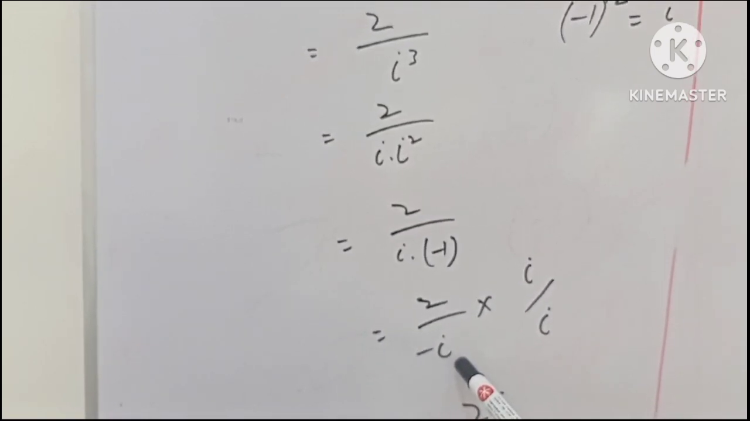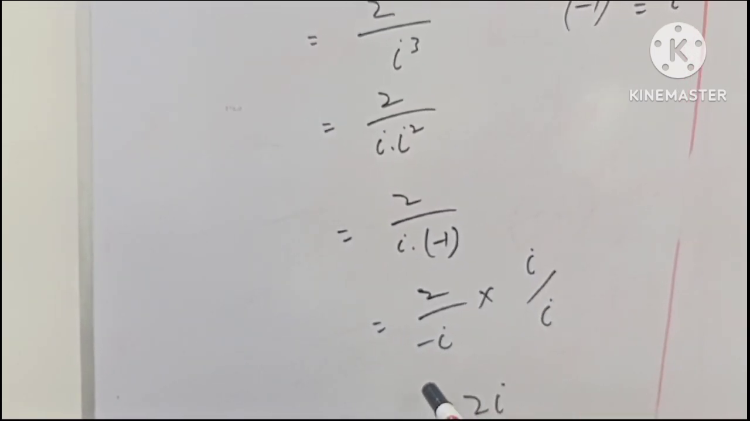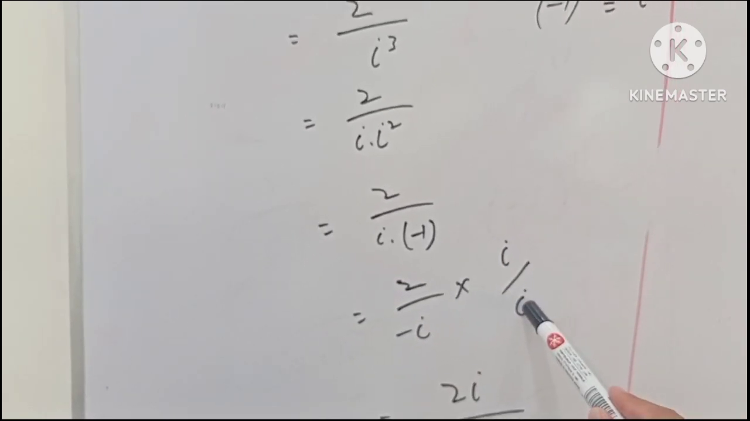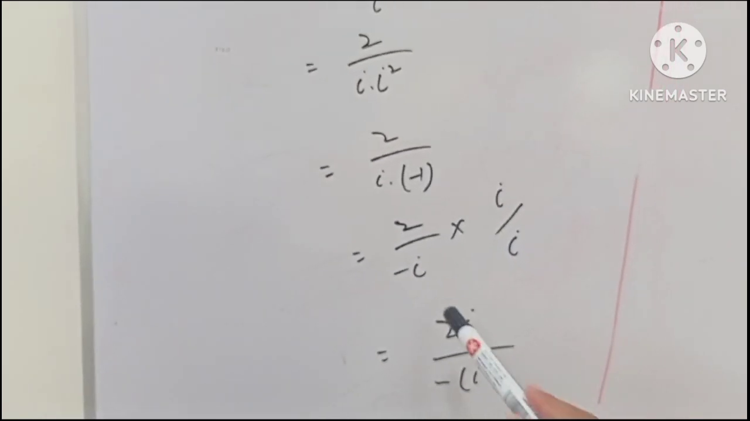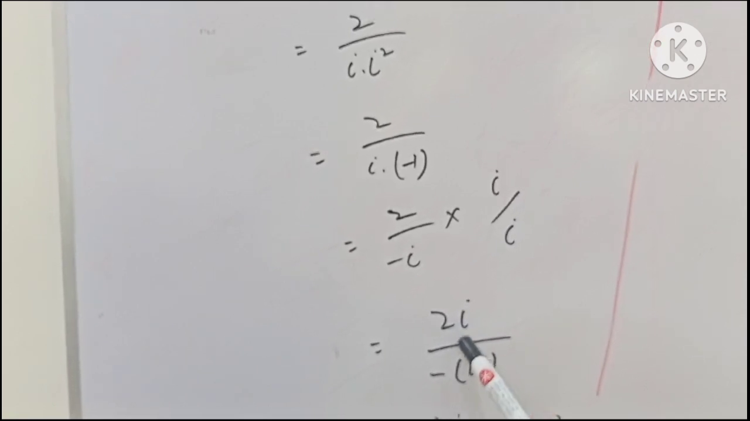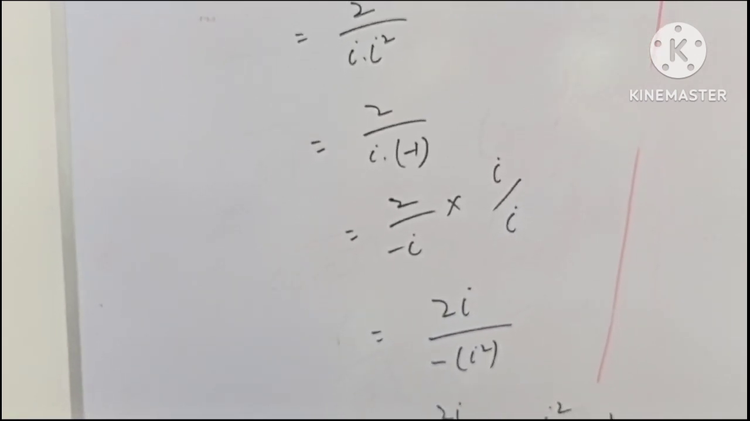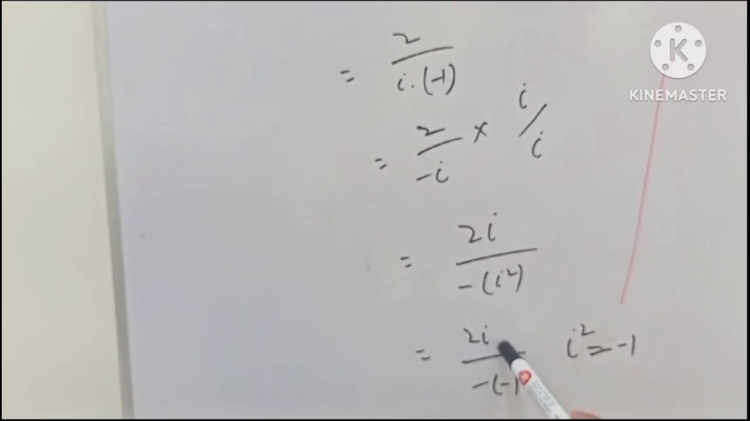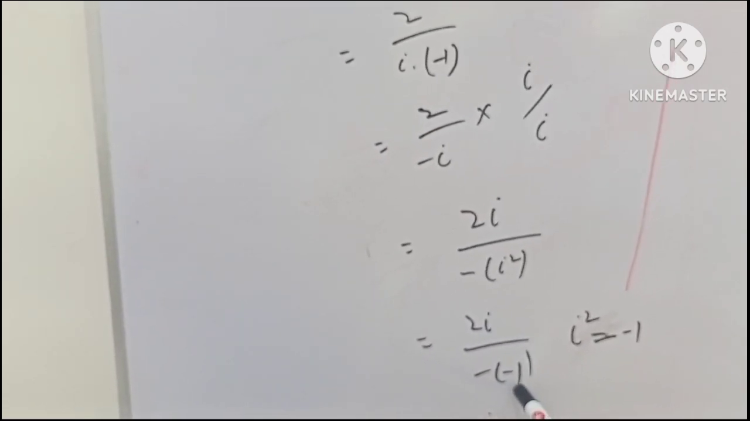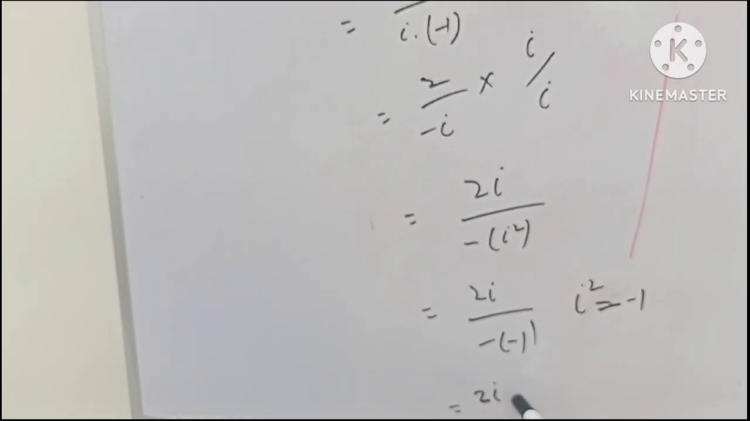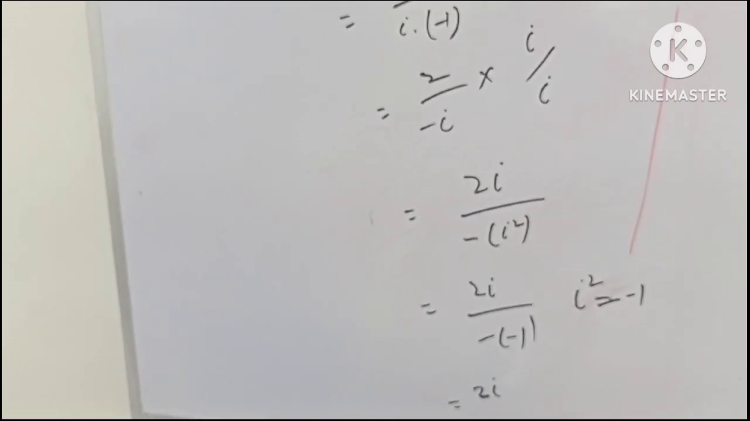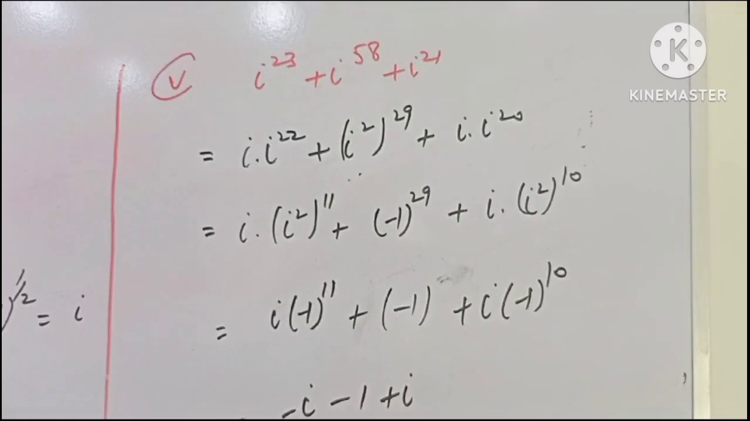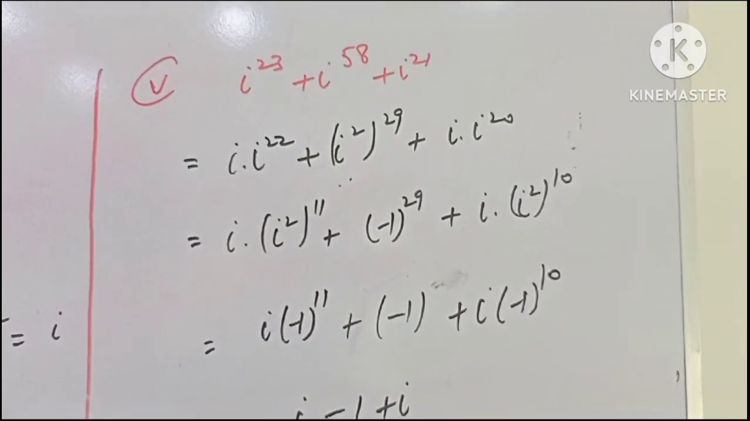So we can multiply and divide with its conjugate. The conjugate of minus iota is iota. Multiplying and dividing by its conjugate, it becomes 2 iota over minus iota square. As we know that iota square is equal to minus 1, putting the value of iota square, 2 iota into minus 1. Minus minus plus, and the answer is 2 iota.